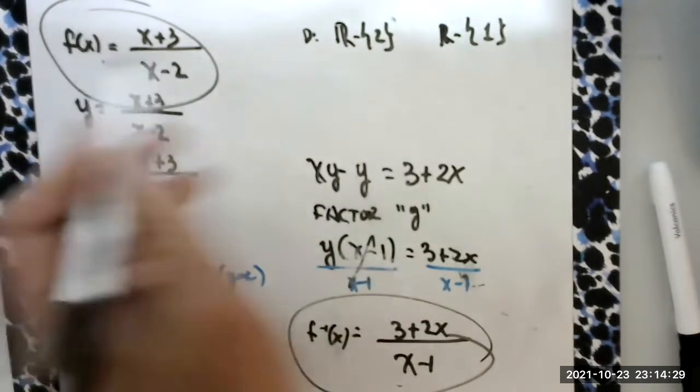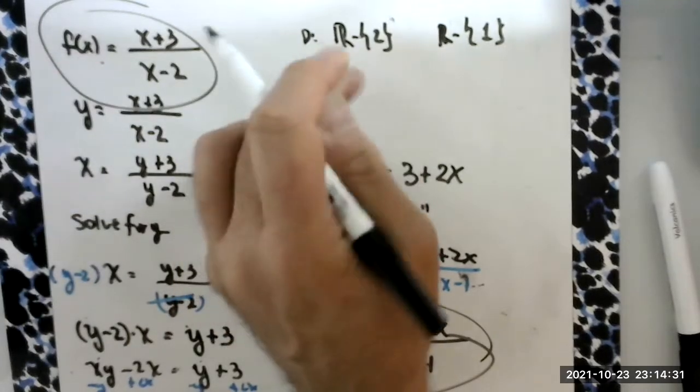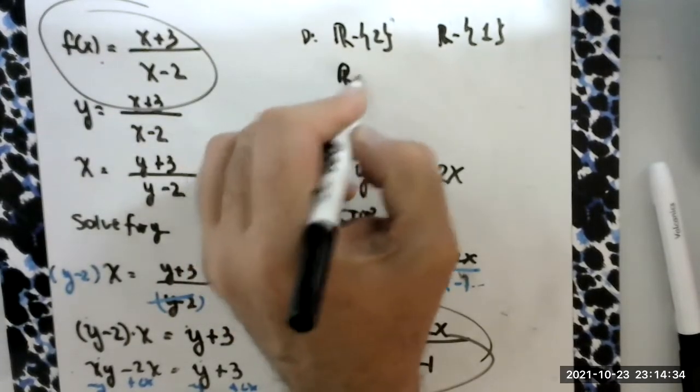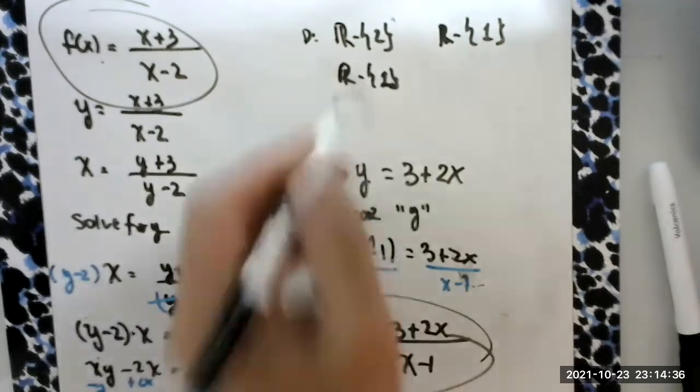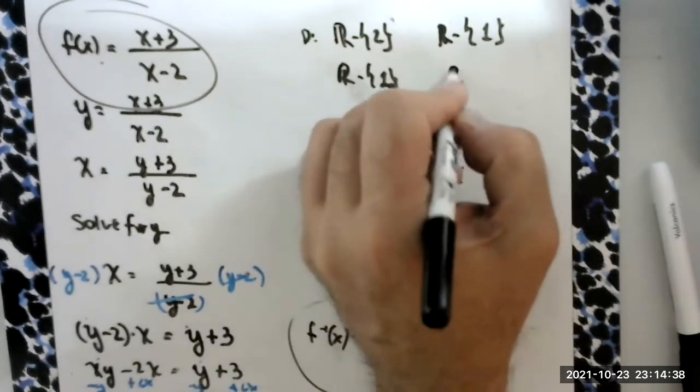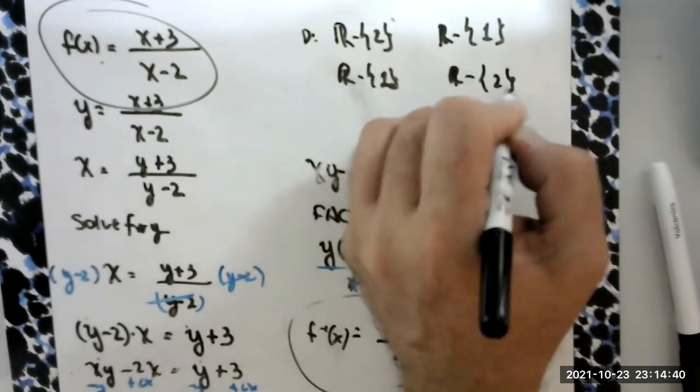What is the range of the original? All real numbers except 1. What's the range of the inverse? All real numbers except 2.